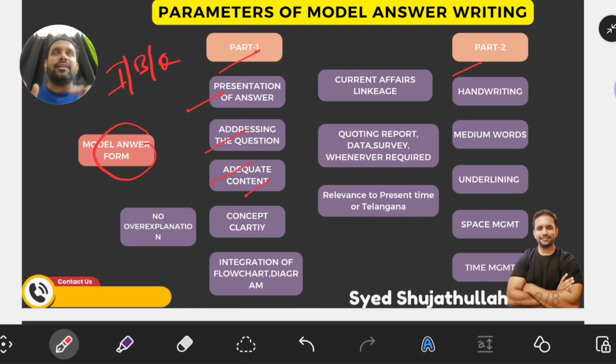If you are writing something like biotechnology helps in gene therapy, writing this is not enough. Biotechnology helps in gene therapy where a defective gene can be replaced or recombined to have a normal gene. If you tell the objective of that particular thing, that is called adequate content. Otherwise, there will not be any basis to give marks. Concept clarity should be there.